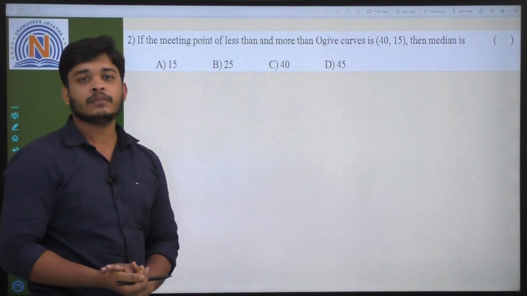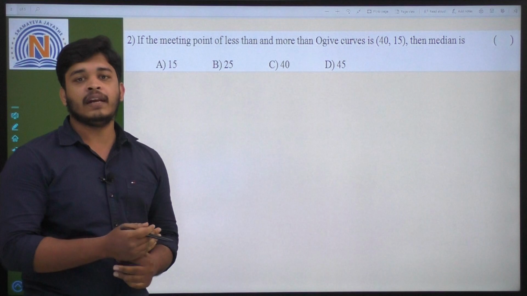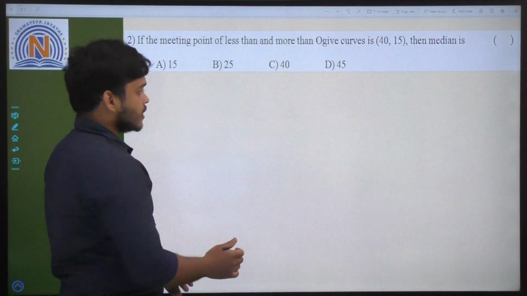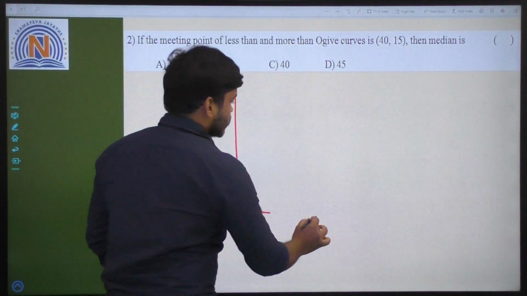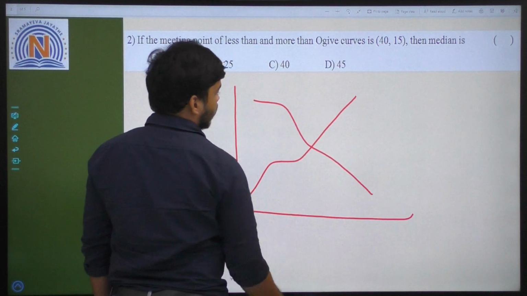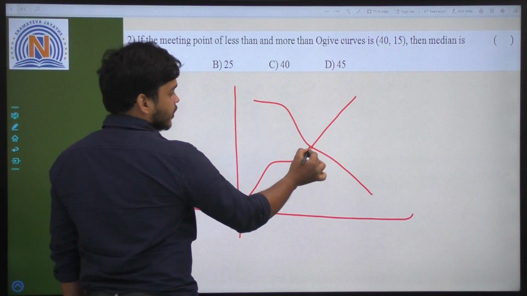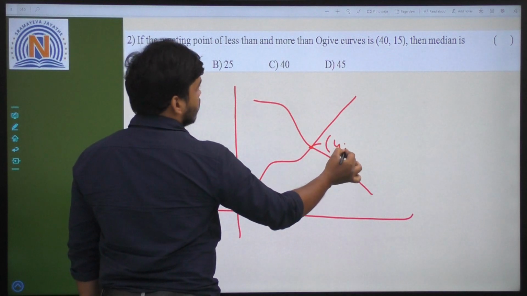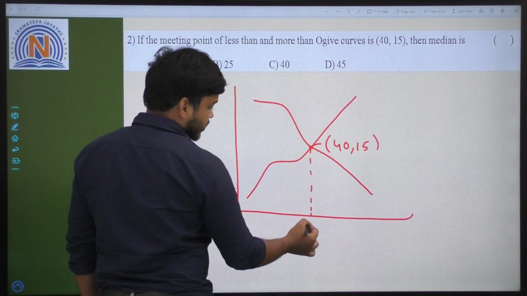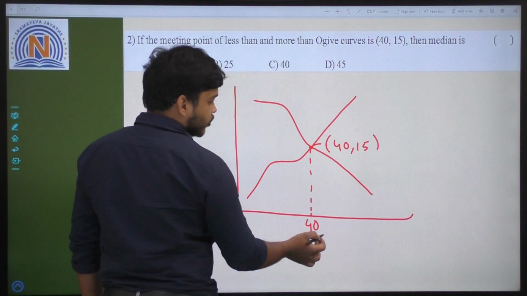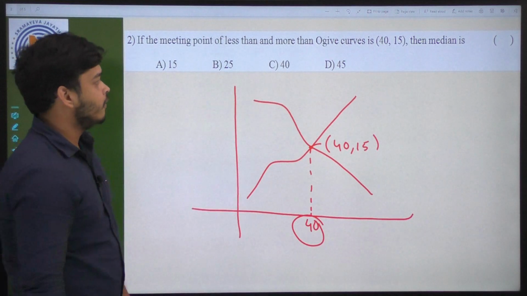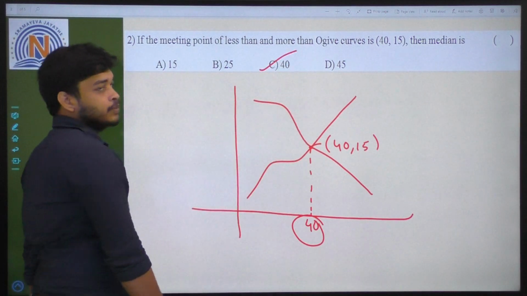Here the next one. If the meeting point of the less than and more than ogive curves is 40, 15. See in the ogive curves, these two are the less than and more than ogive curves, right? The meeting point is given as 40, 15. If you project it on the x-axis, that is 40. So median is equal to 40, option C.